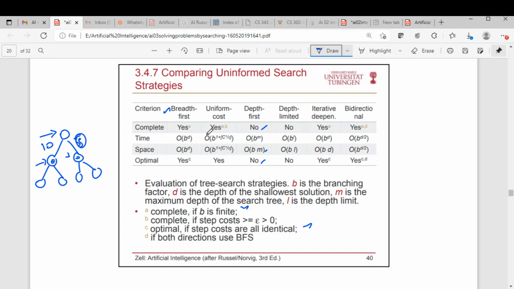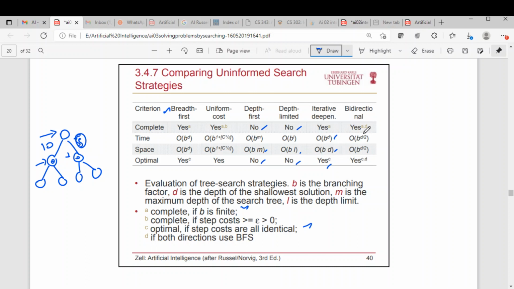Depth limited search, is it complete? No, not complete. Is it optimal? No. Time complexity order of b to the power l, where l is the depth limit. Space complexity order of bl. Iterative deepening depth first search, is it complete? Yes, it is complete with the condition A, that is if b is finite. Its time complexity is order of b to the power d. Space complexity is order of bd, where d represents the current depth of the tree. And is it optimal? Yes, it is optimal with the condition C, that is if all step costs are identical.